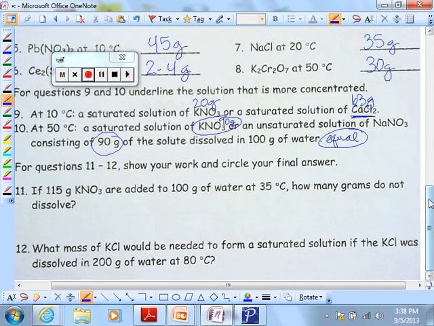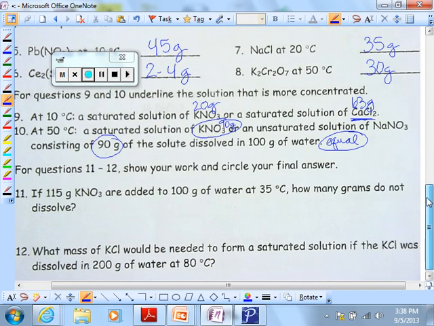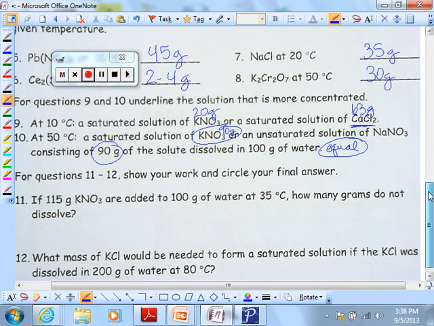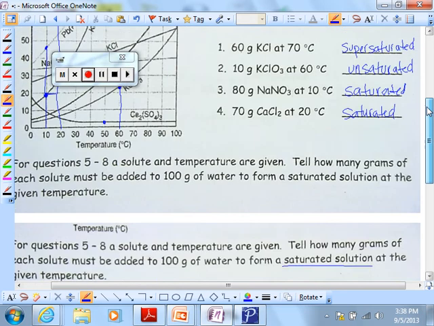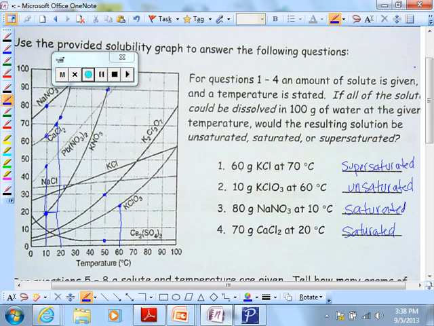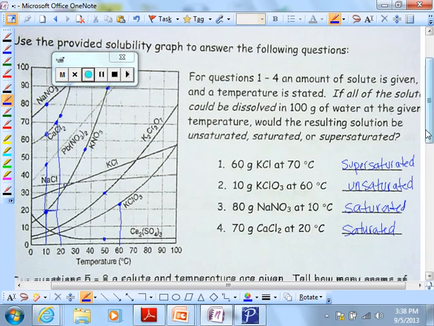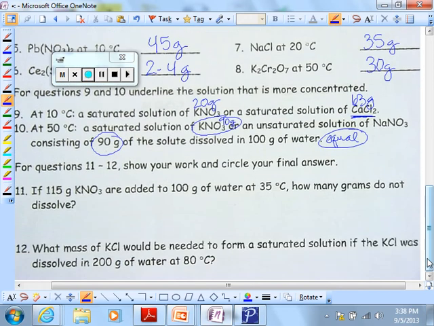All right, 11. If 115 grams of potassium nitrate are added to 100 grams of water, that's a lot. How many grams do not dissolve? So you have to figure out how many do dissolve on the chart. So 35 degrees Celsius, we can see how much do dissolve. 35 potassium nitrate, so 55 will dissolve. And the question is, how much does not dissolve?